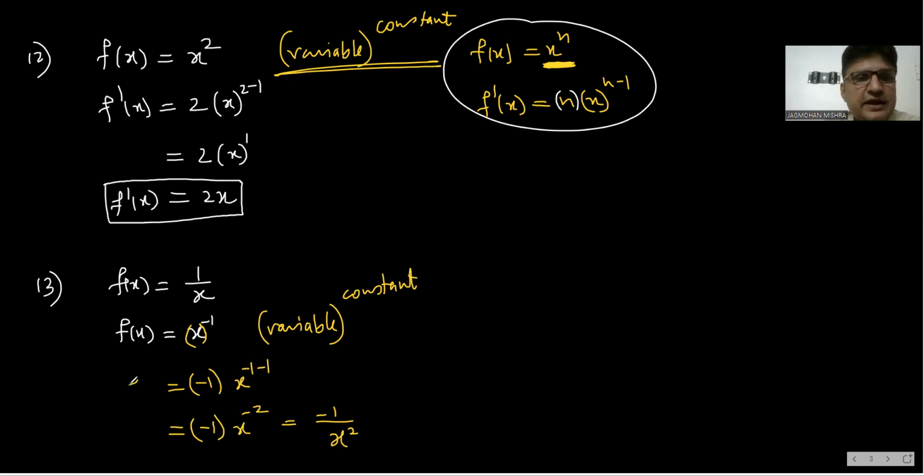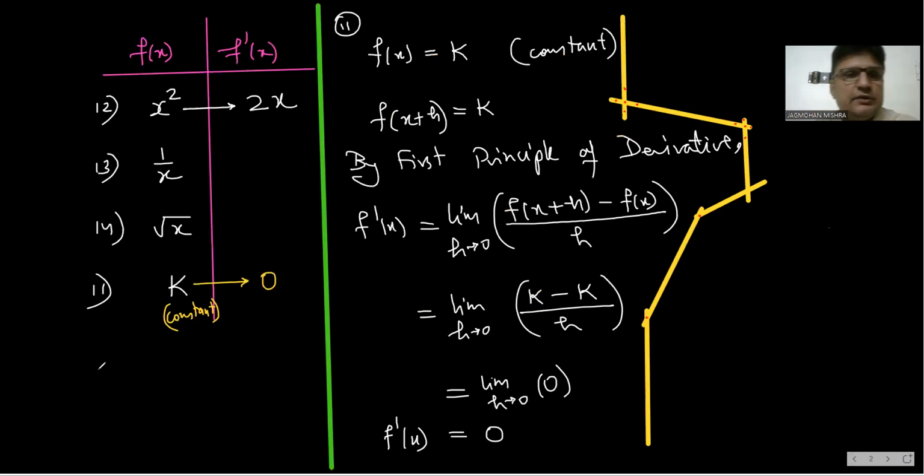So this is f dash x. F of x is 1 upon x, so f dash x is minus 1 upon x squared. What is f dash x? F dash x is minus 1 upon x squared. So here I have 1 upon x, and this is minus 1 upon x squared. When f of x is 1 upon x, its derivative with respect to x is minus 1 upon x squared.